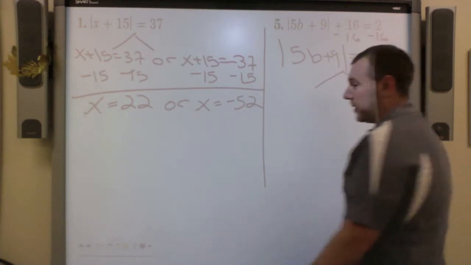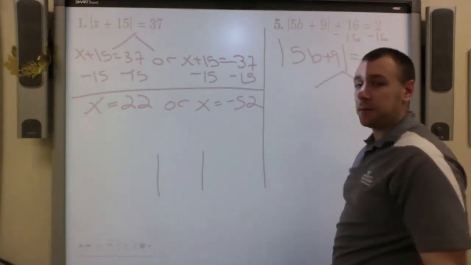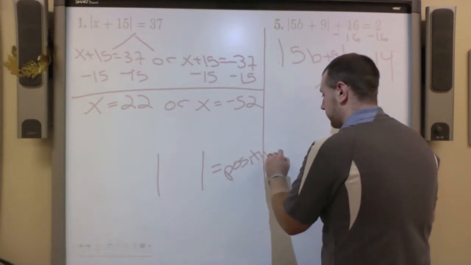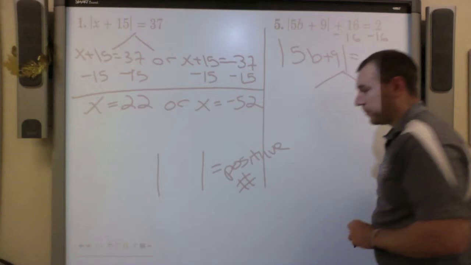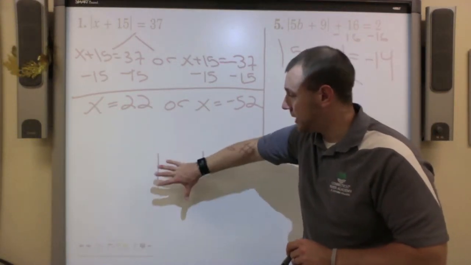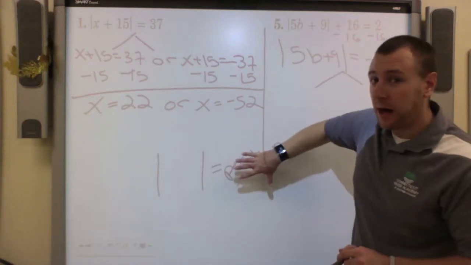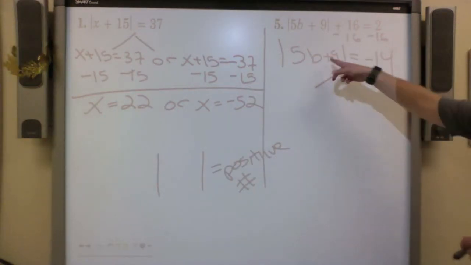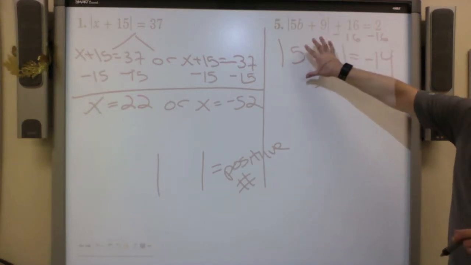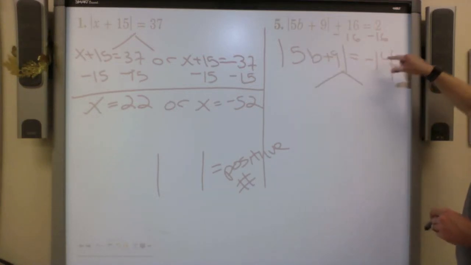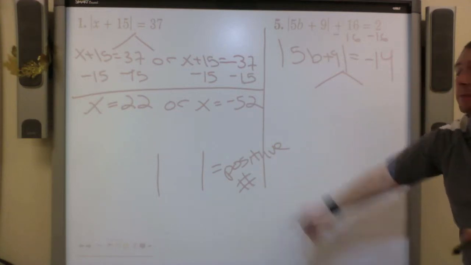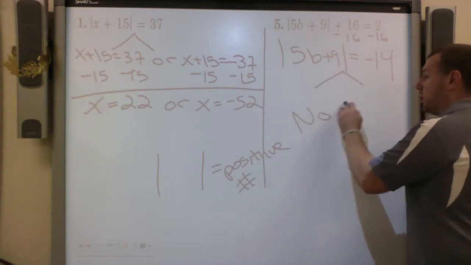But what you have to remember is that anytime you have the absolute value, this is always a positive number. So no matter what number I plug in here, every time I take the absolute value, that's going to be positive. Well, if you look, is whatever this is ever going to be negative 14? No, because it's always a positive number. So this is where we get no solution.